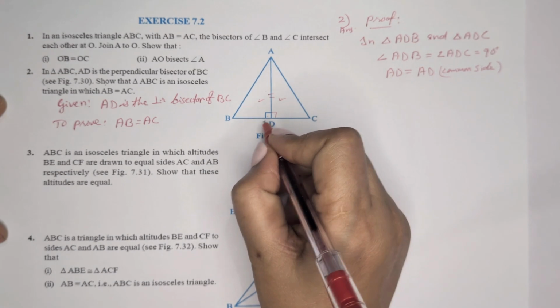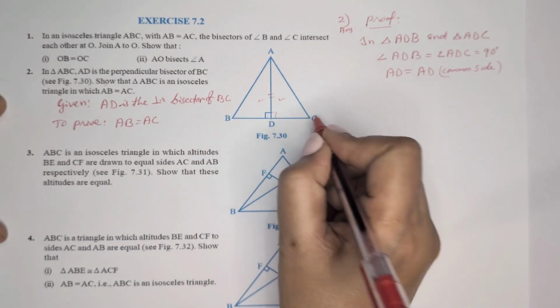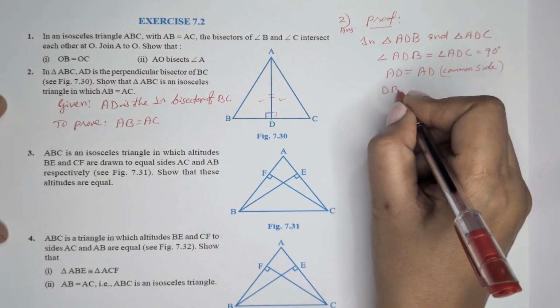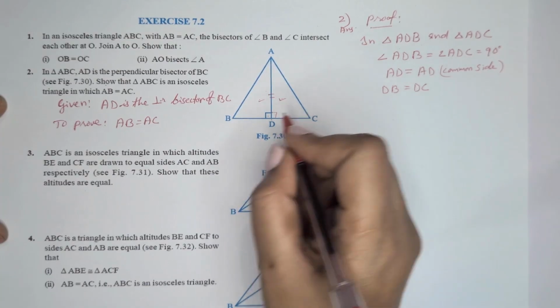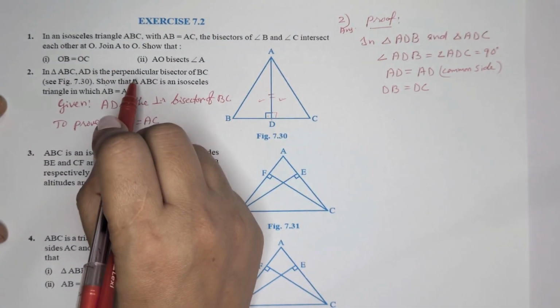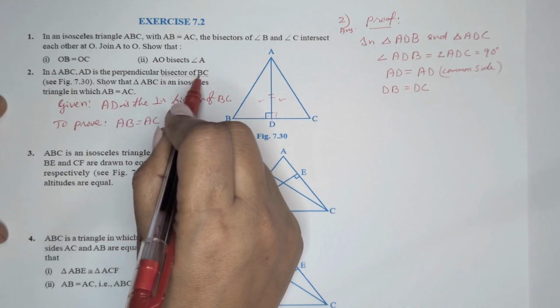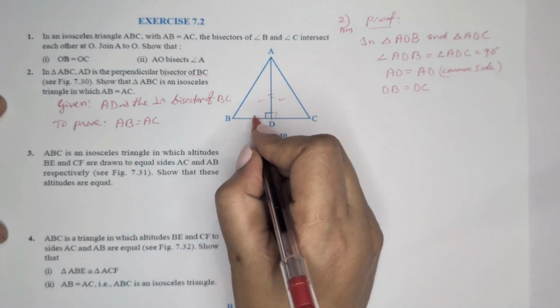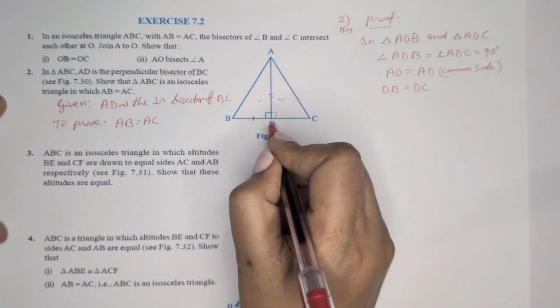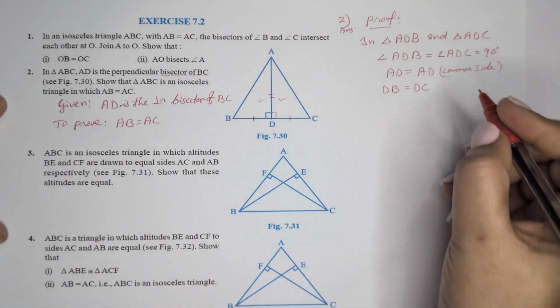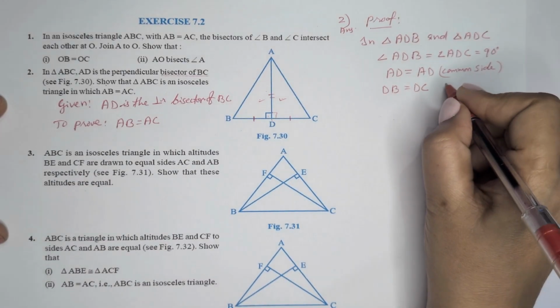Then again, DB is equal to DC. Here it is given AD is the perpendicular bisector of BC. Bisecting, equally dividing. That means DB is equal to DC. D is the bisector.